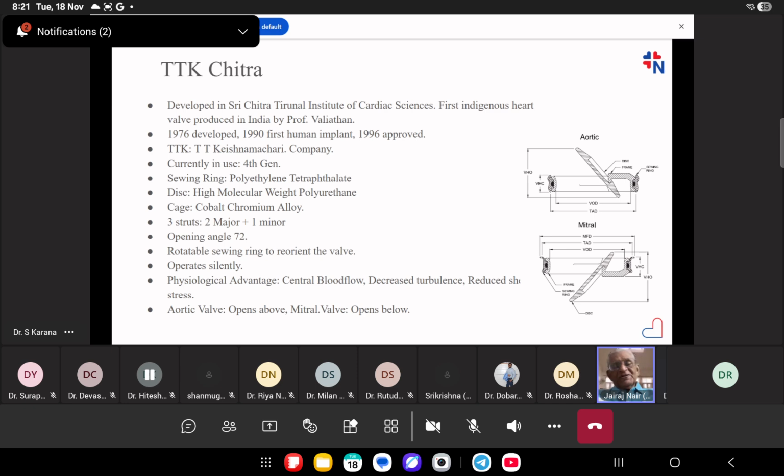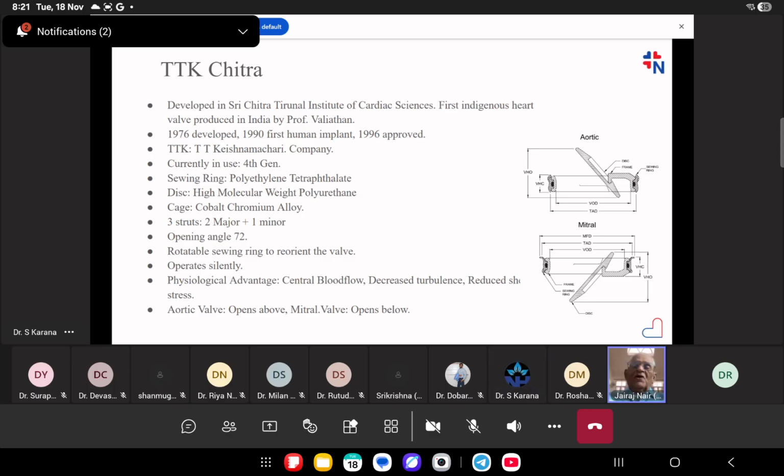Medtronic Hall valve was discontinued in 2009. The production was discontinued. I used to think it is a fantastic valve, and we used to put a lot of them. Yes, in 2009, they discontinued the production of the Medtronic valve. They have now shifted completely into the transcatheter valves. They don't produce it anymore.